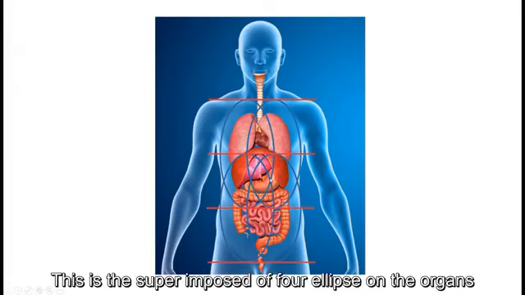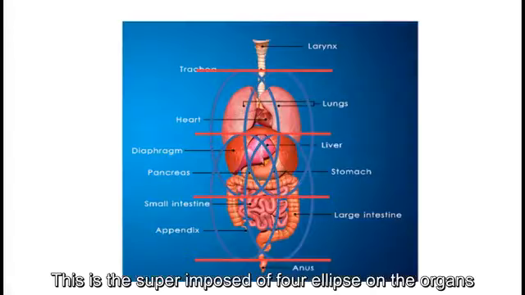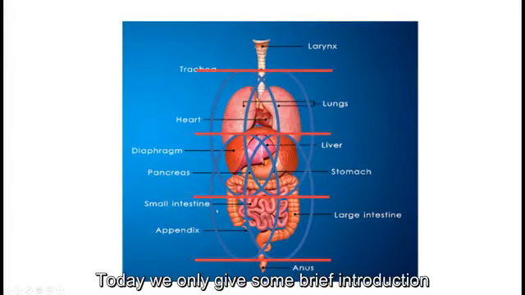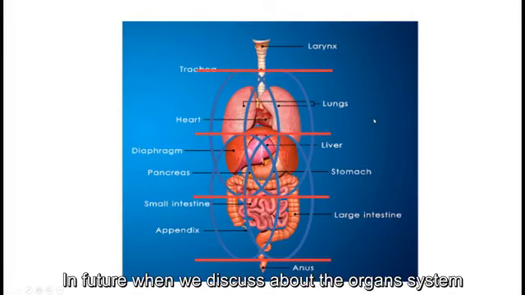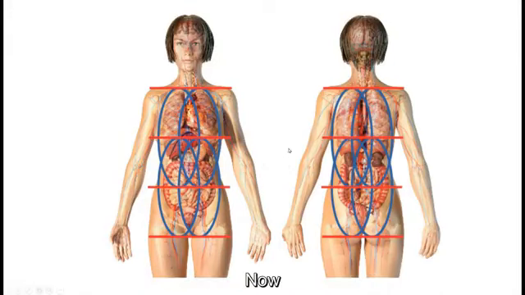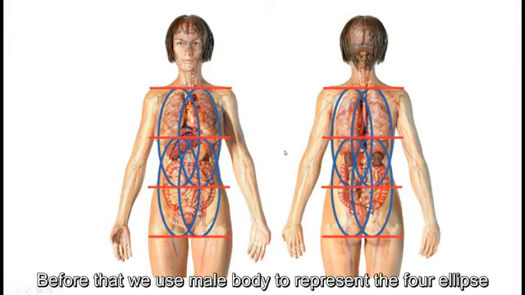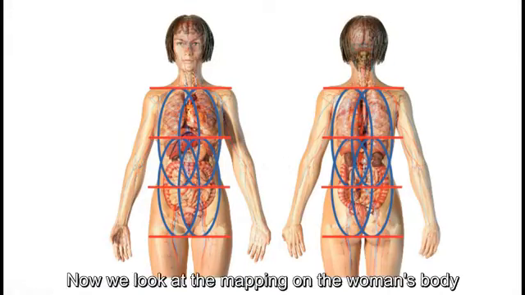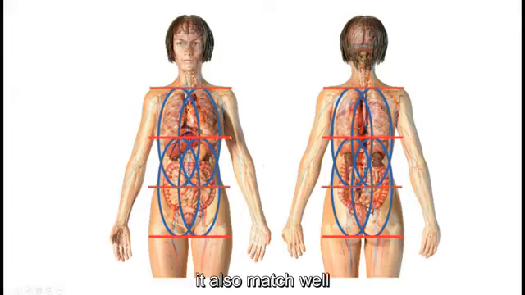This is the superimposition of the four ellipses on the organs, without the body part. Today we only give some brief introduction. In future, when we discuss the organ system, we shall discuss in more detail. Before that, we used a male body to represent the four ellipses. Now we look at the mapping on the woman's body. As you can see, it also matches well.